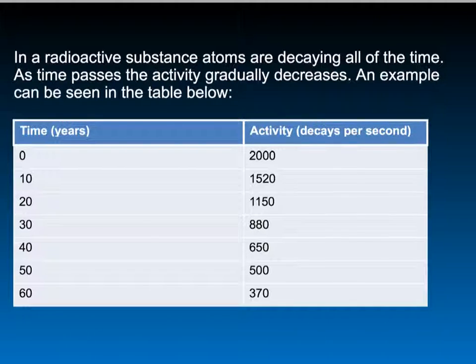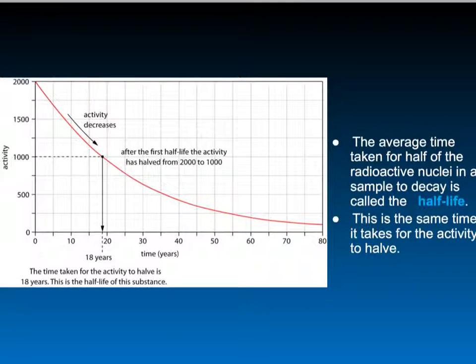The time taken for half of the radioactive nuclei in a sample to decay is called the half-life. This is the time it takes for the activity to halve. The average time taken for half of the radioactive nuclei in a sample to decay is called the half-life. It's the same time it takes for the activity to halve. If you plot a graph of the number of radioactive atoms remaining, or the activity, against time, then you can use it to find the half-life of a substance.